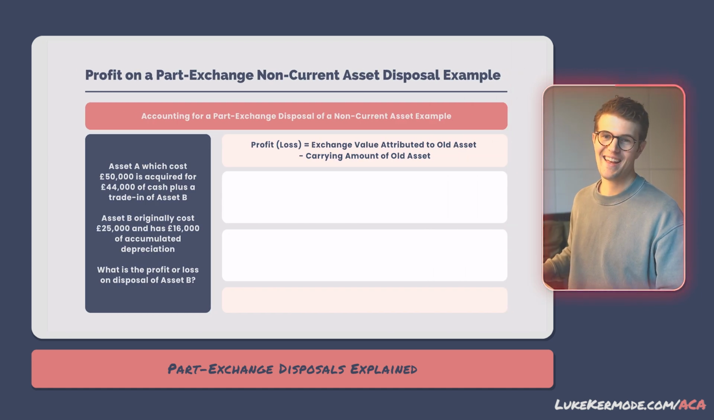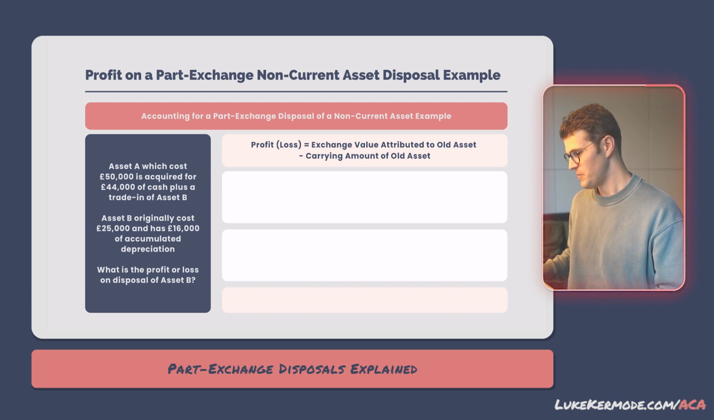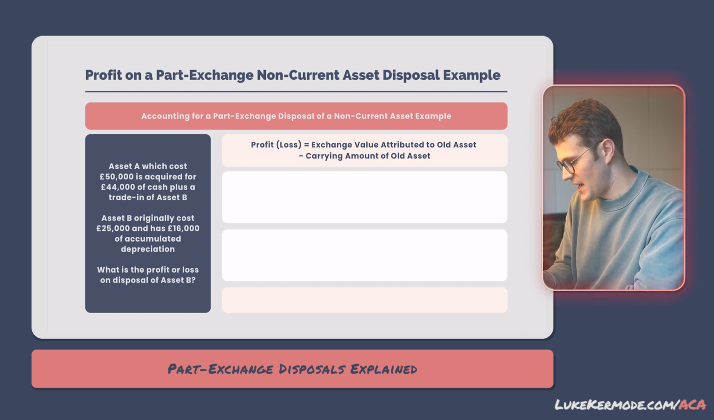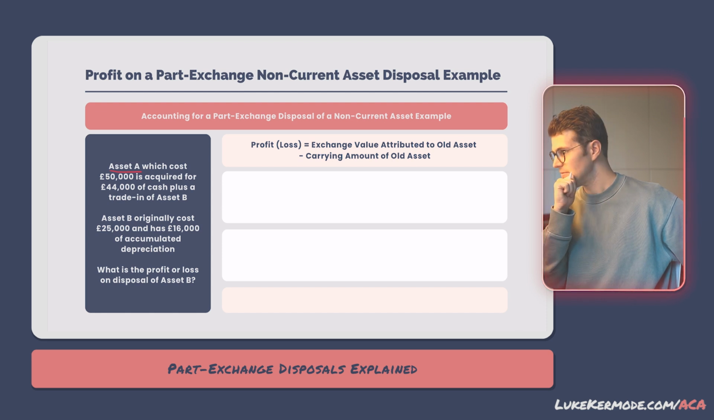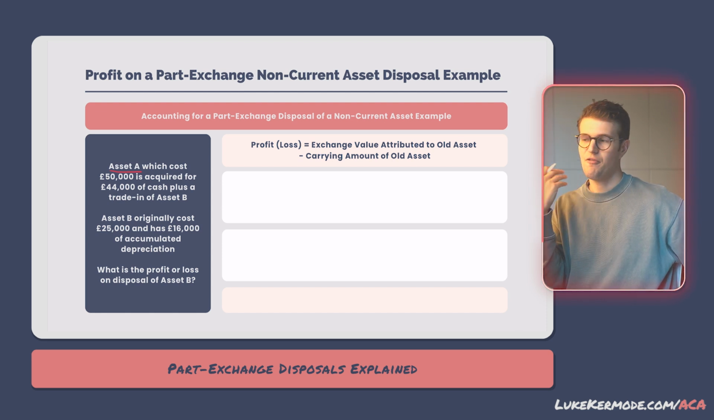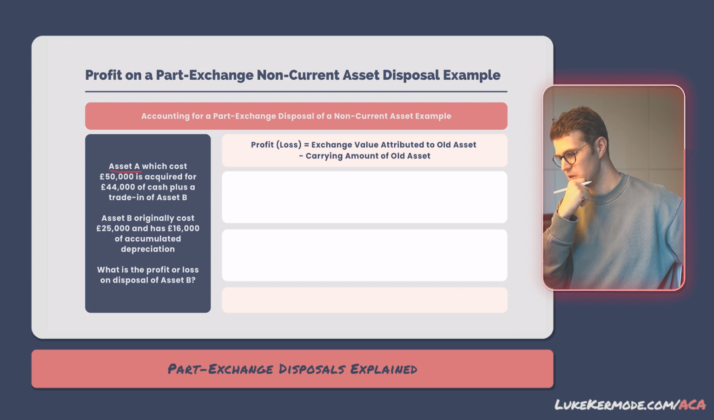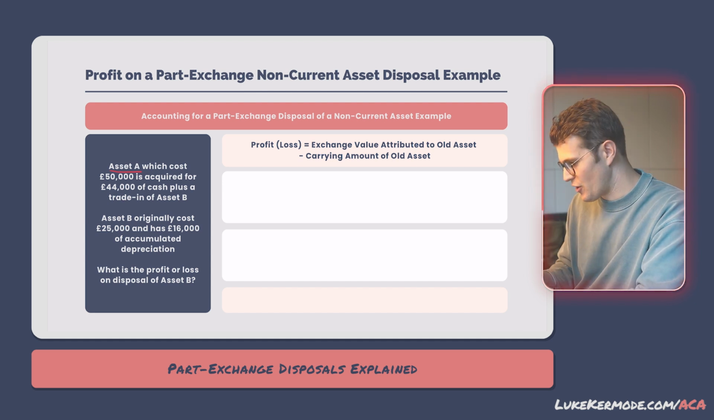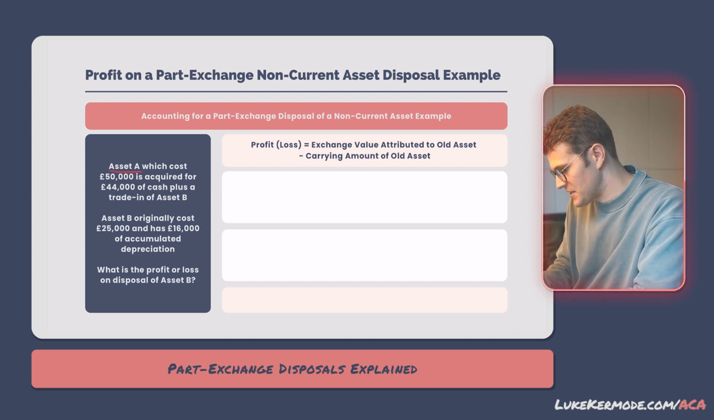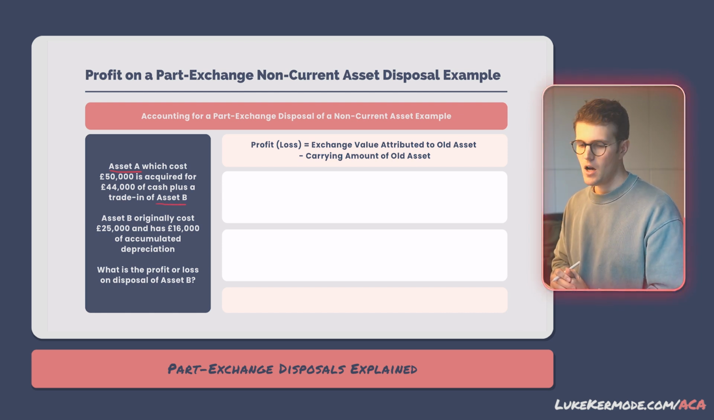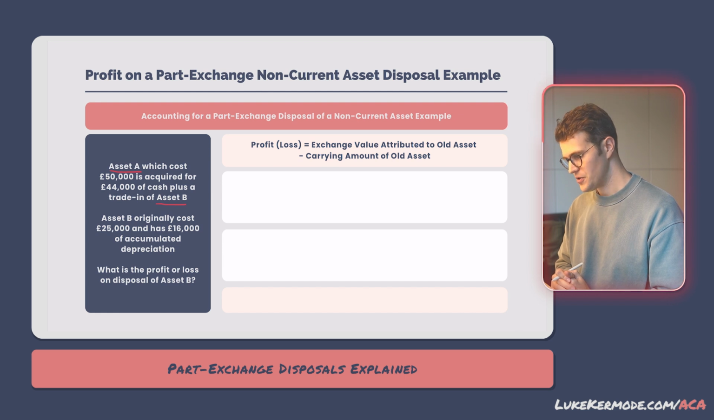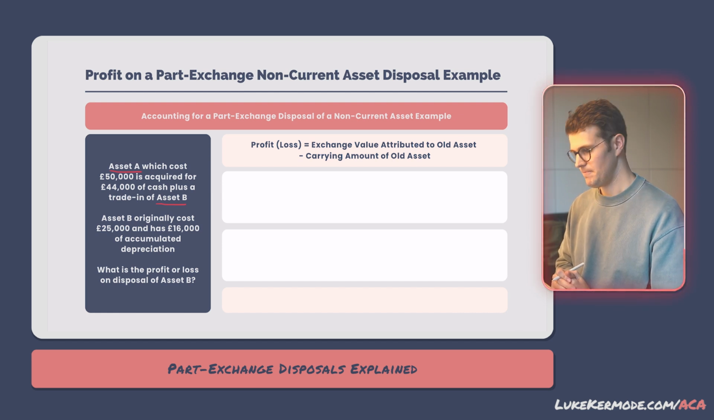Okay, let's now walk through a worked example of how to calculate the profit or loss on a part exchange disposal. So in this case, the business purchases a new asset, asset A, which we're told cost £50,000. And rather than paying the full amount for the asset in cash, the business pays £44,000 and trades in its old asset, asset B. So asset A is the new asset, asset B is the old asset. Our task is to calculate the profit or loss on disposal of asset B.